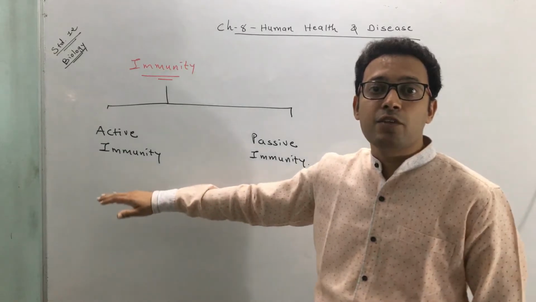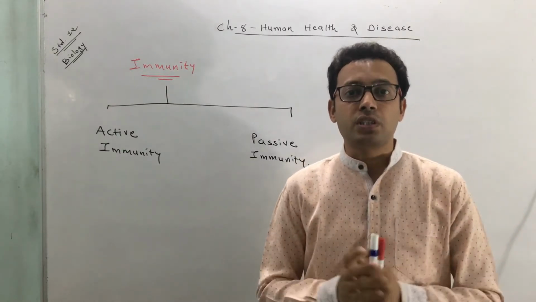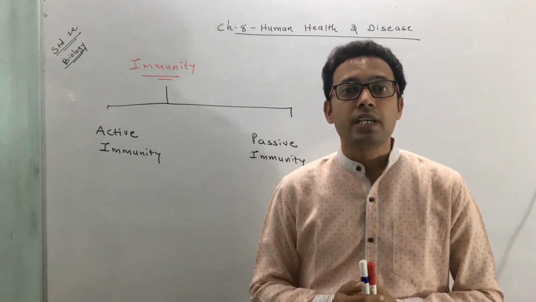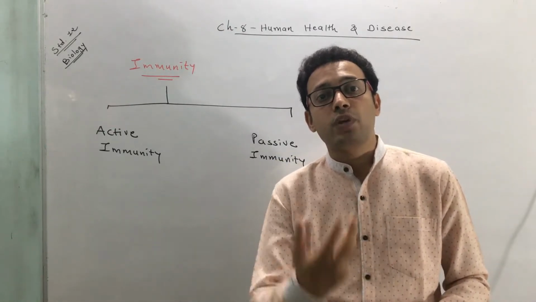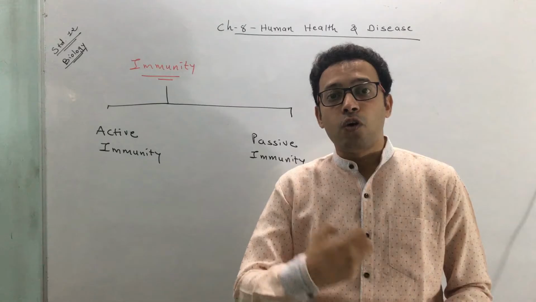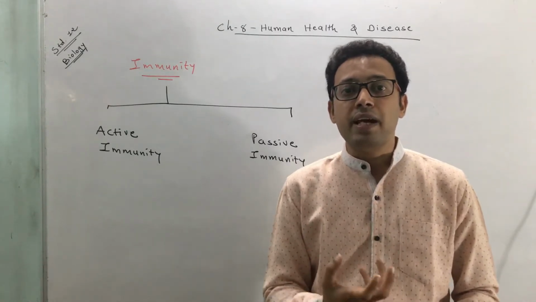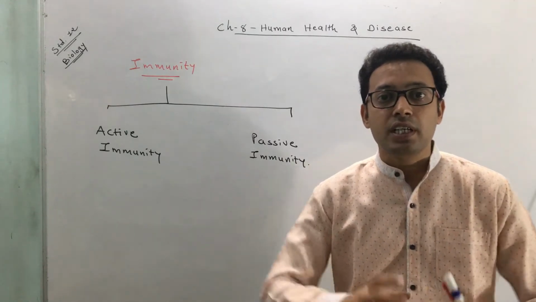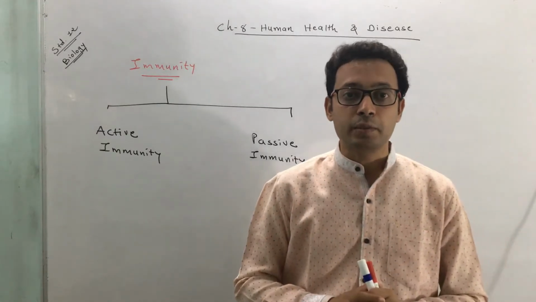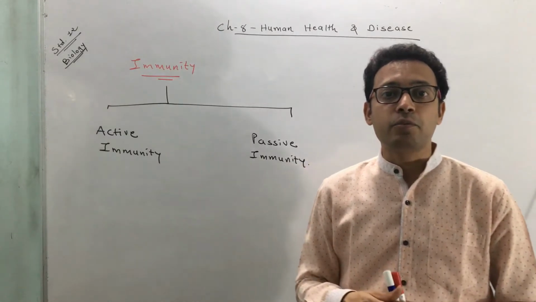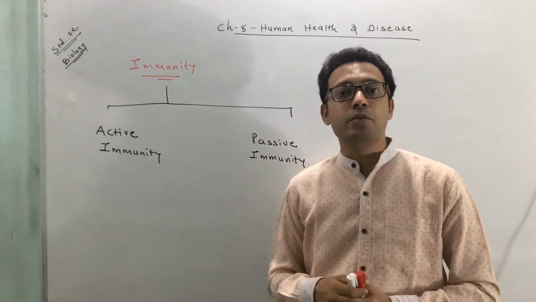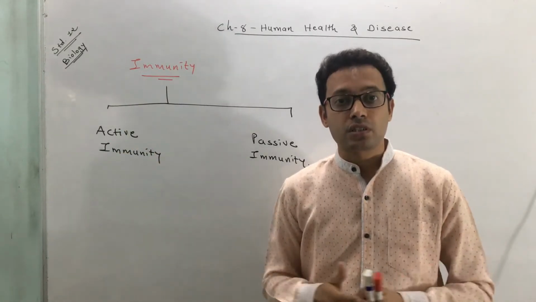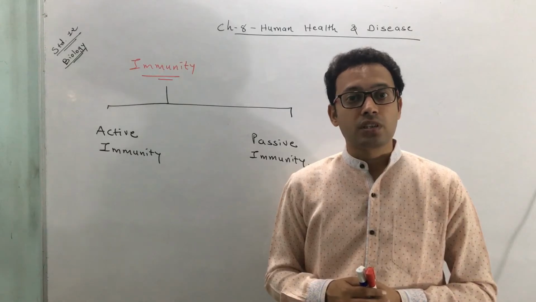Active immunity is a slow process. It is not a fast process. When I am exposed to an antigen, my immune system determines that antigen, the foreign substance, and then it starts to produce the antibody. And to produce the antibody, it takes a certain time. That's why active immunity is a slow process. Clear?